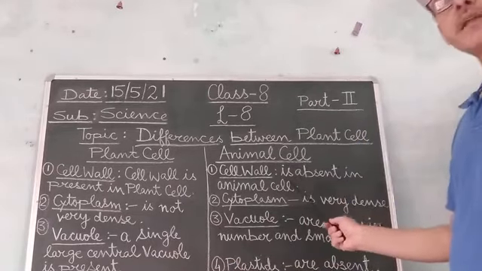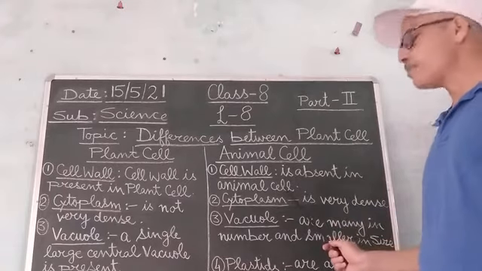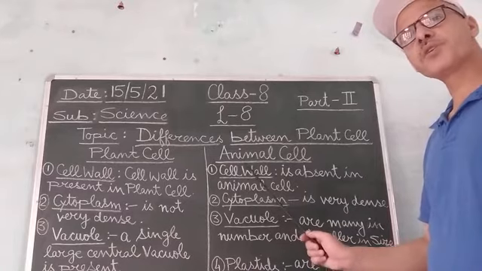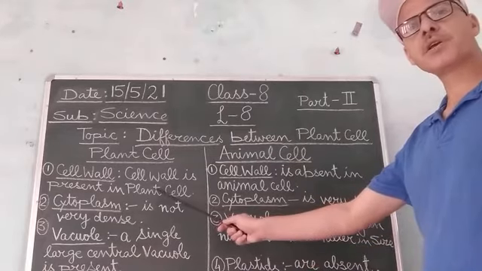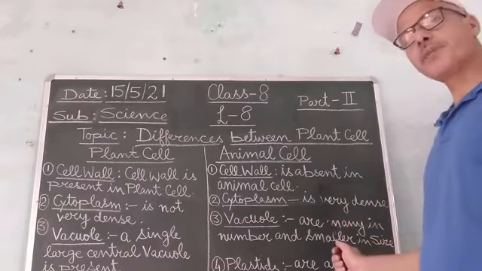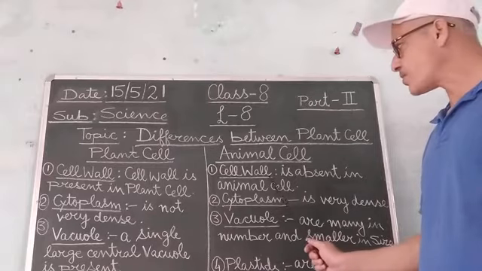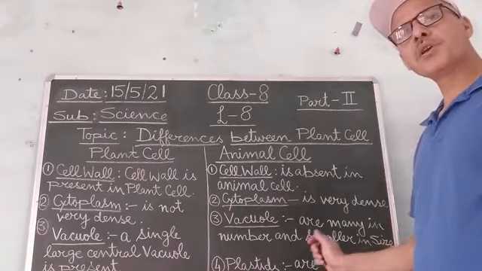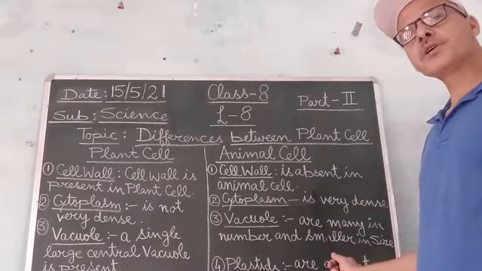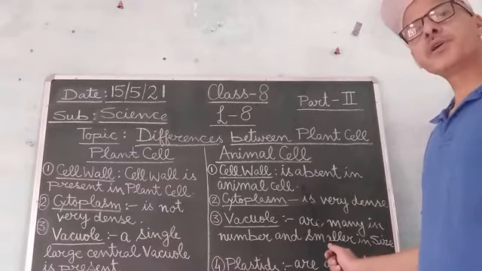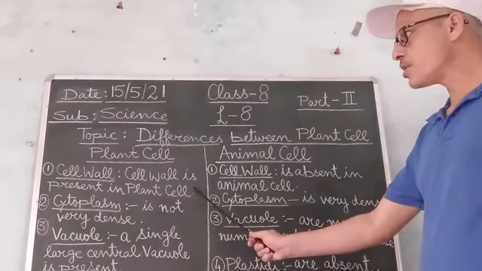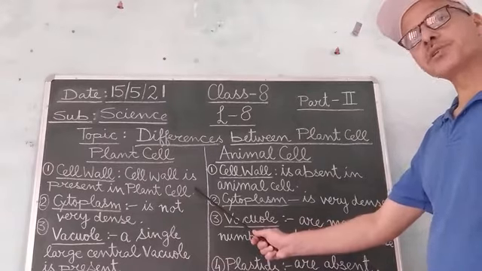Now, in the case of the animal cell, the cell wall is absent. So, this is the first point of difference on the basis of the presence or absence of the cell wall. In the case of the plant cell, the cell wall is present, whereas in the case of the animal cell, the cell wall is absent. But here, students, the function similar to the cell wall is performed by another membrane which is called the cell membrane. So, the cell membrane is performing the same function as the cell wall performs in the case of plant cells.